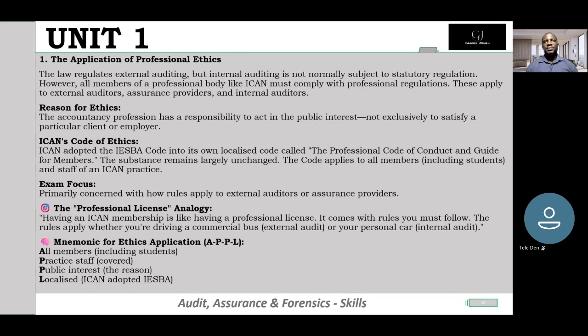And here is a mnemonic to help you remember how ethics apply. APPL. Ethics apply to all members, including students of the Institute of Chartered Accountants of Nigeria. It applies to all practicing firms and their staff. They are covered by this too. It applies to the public interest. That's the reason we have ethics. And localized ICAN, speaking to the fact that ICAN adopted the IESBA code, localized for alignment with our national needs. This is very important to take note of.